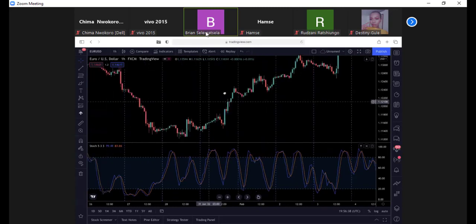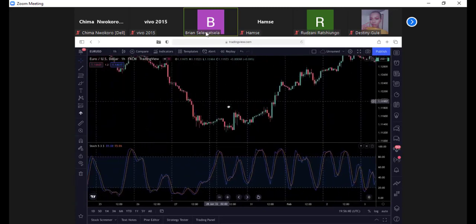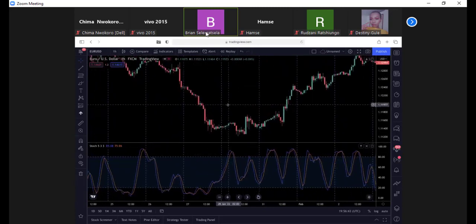Now, with that being said, when we know that the majority of people are using this chart, and we know for a fact that the majority of people in forex are losing money, that means whatever the stochastic is telling us, we must implement the opposite of what is actually happening.